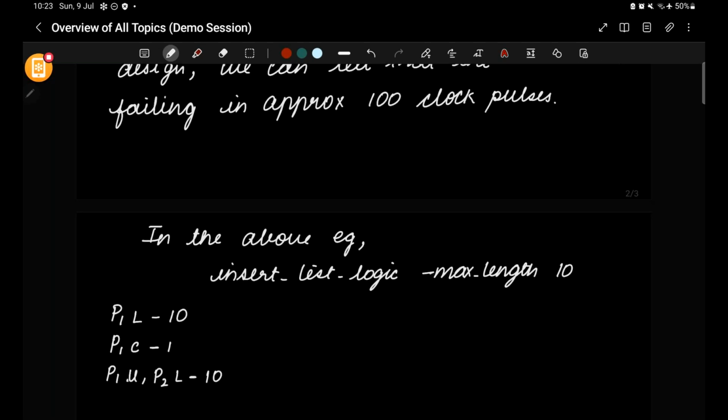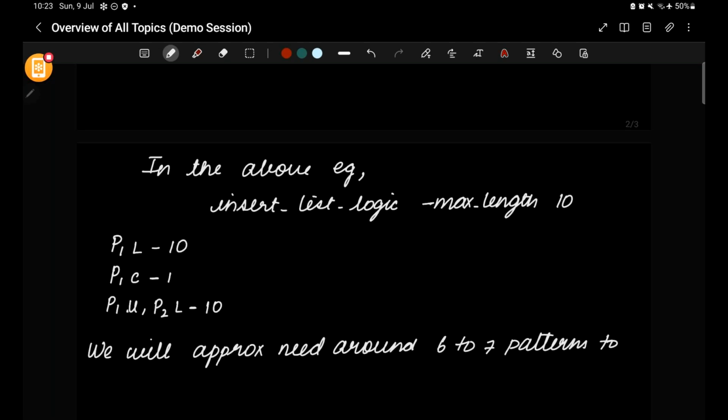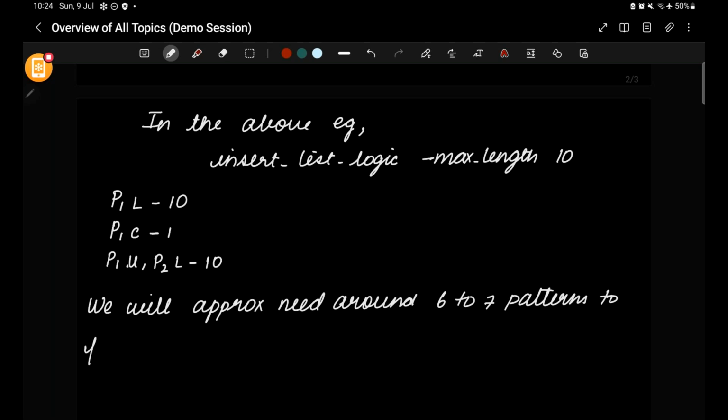So we will approximately need around 6 to 7 patterns to detect, to find that the counter is failing. Why? Because each and every net has to be toggled. So with 1 or 2 patterns we cannot toggle each and every net. So we approximately require 6 to 7 patterns to find out that the counter is failing.